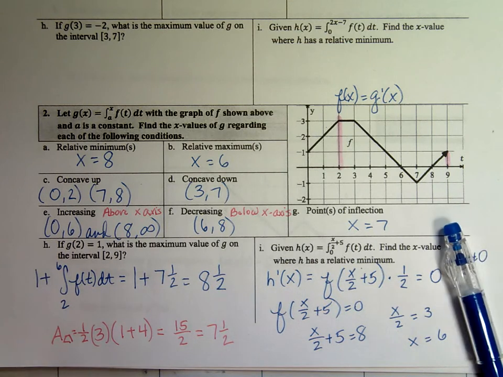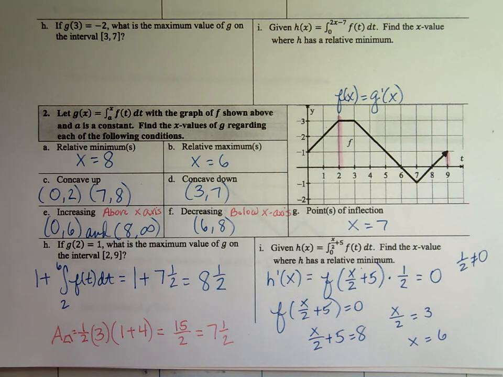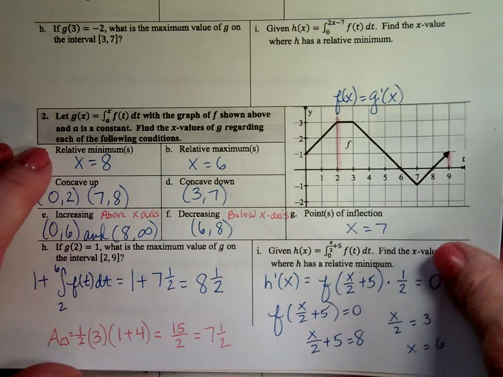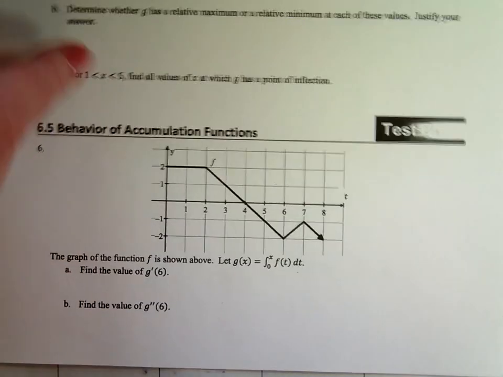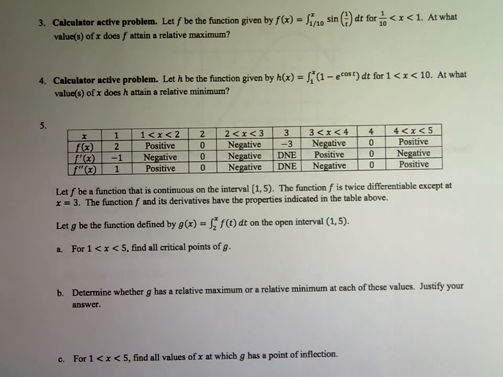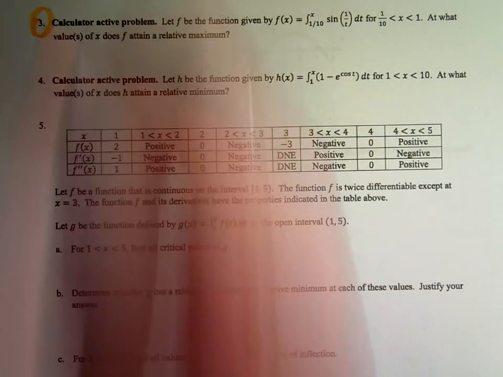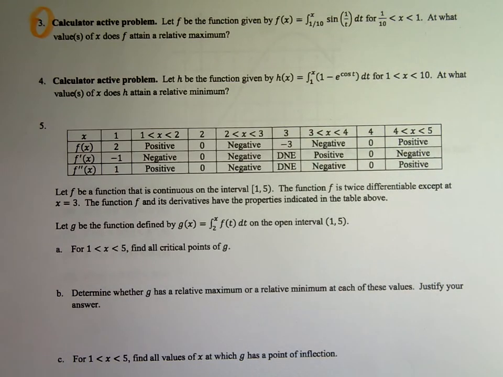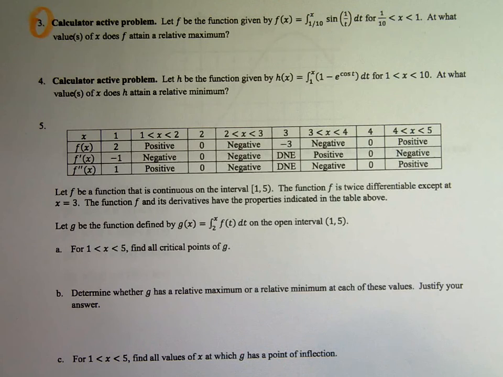Now I do believe that there are two. Oh, I'm fibbing. There are 2 left that I wanted to look at. Number 3 is next on the list. This one is a calculator active problem. And as I look at it, it says, let f be the function given by f of x equals the integral from 1/10 to x of sine of 1 over t dt, for x from 1/10 to 1.